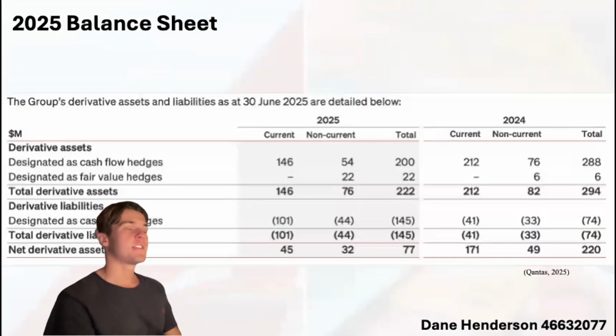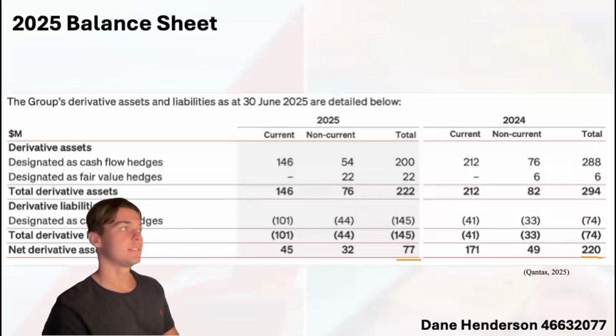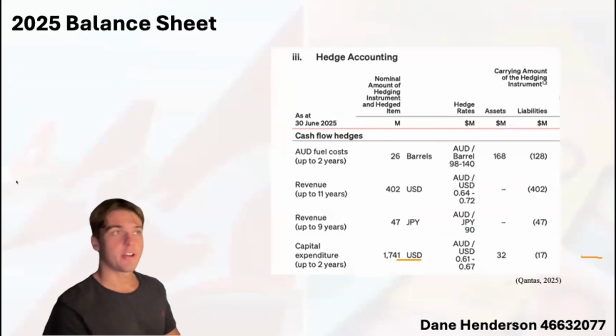So we can look at Qantas's annual report in 2025 again to see the impact of this activity. We can see in 2024 they had a net derivative position of 220 million, and in 2025 that net position was 77 million. And we can see the breakdown between the assets and the liabilities. But this table here breaks that down further, and we can see specifically what they're hedging against.